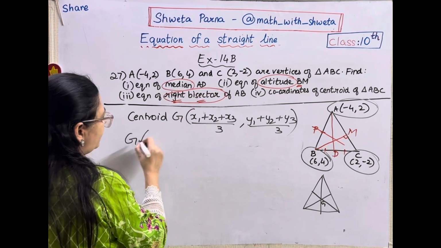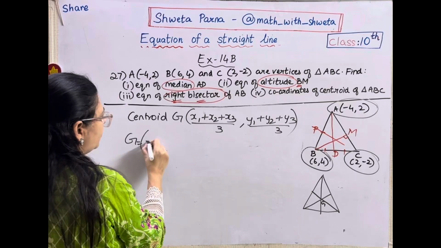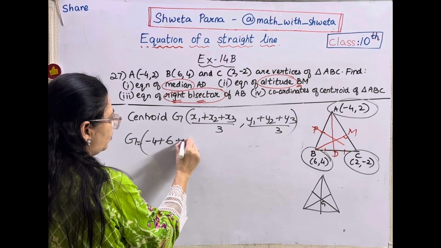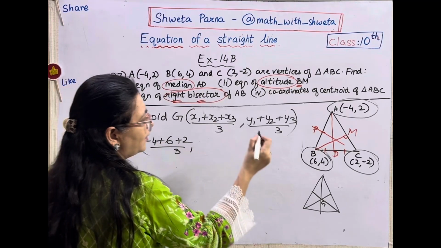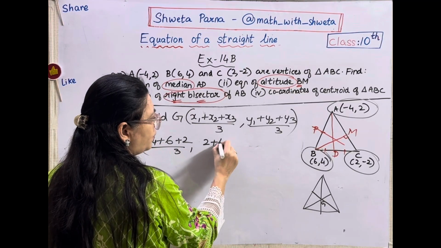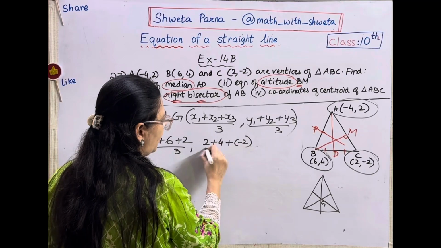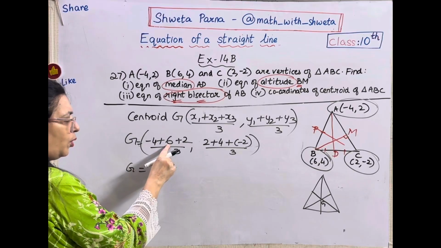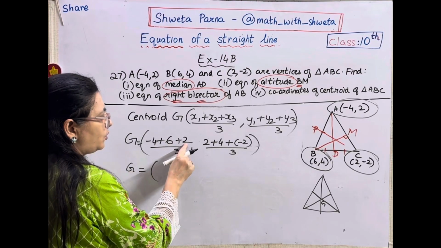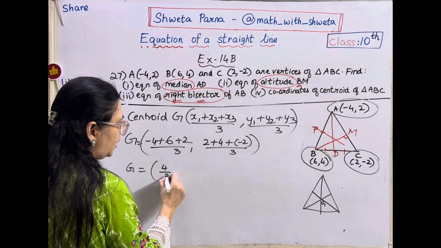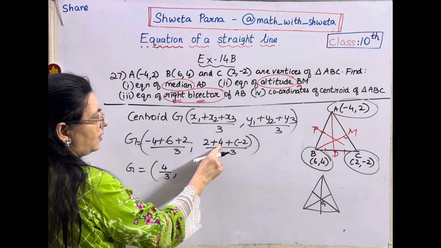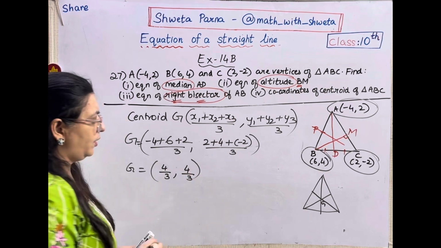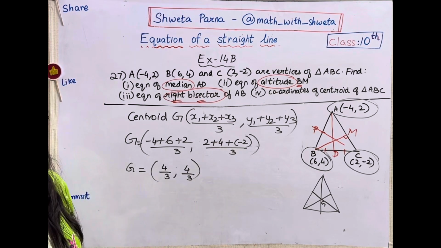So the coordinates would be x1 is minus 4, x2 is 6, x3 is 2, upon 3. Now let's take y1: 2 plus 4 plus minus 2 upon 3. So minus 4 plus 6 is 2. 2 plus 2 is 4. 4 upon 3. 2 plus 4 is 6. 6 minus 2 is 4. 4 upon 3. So the coordinates are 4 upon 3 and 4 upon 3.